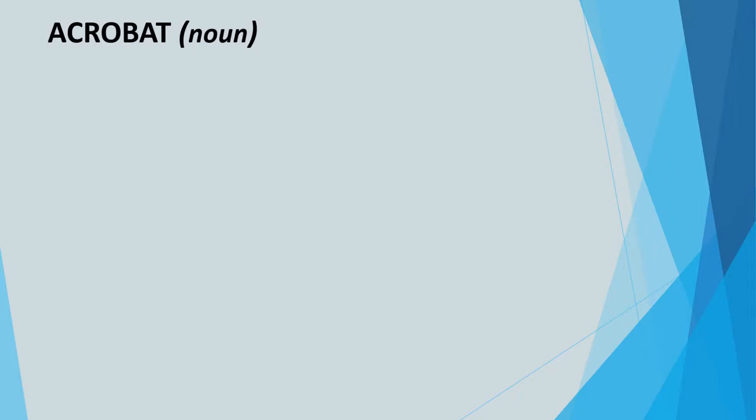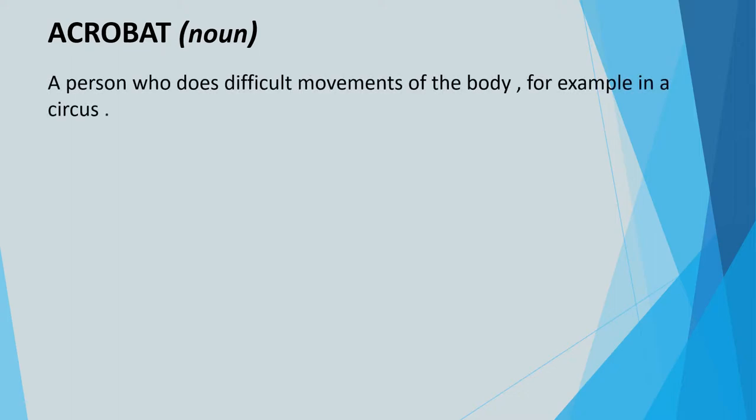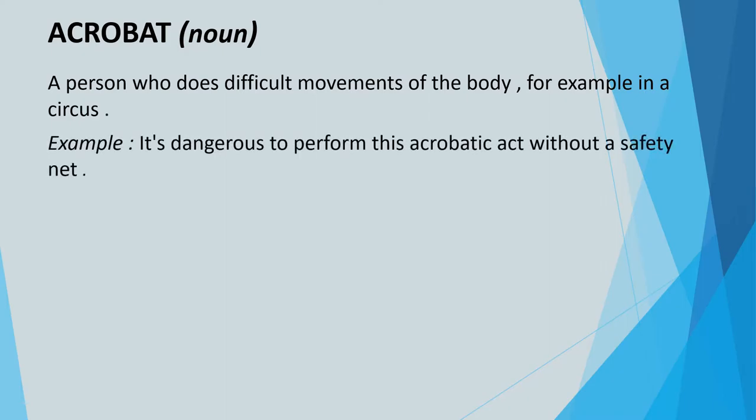Acrobat, A-C-R-O-B-A-T. Acrobat, it is a noun, meaning a person who does difficult movements of the body, for example, in a circus. Example, it is dangerous to perform this acrobatic act without a safety net.